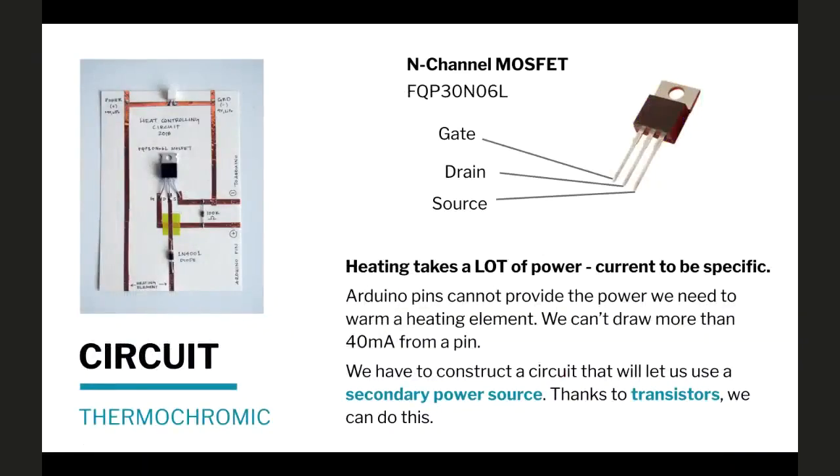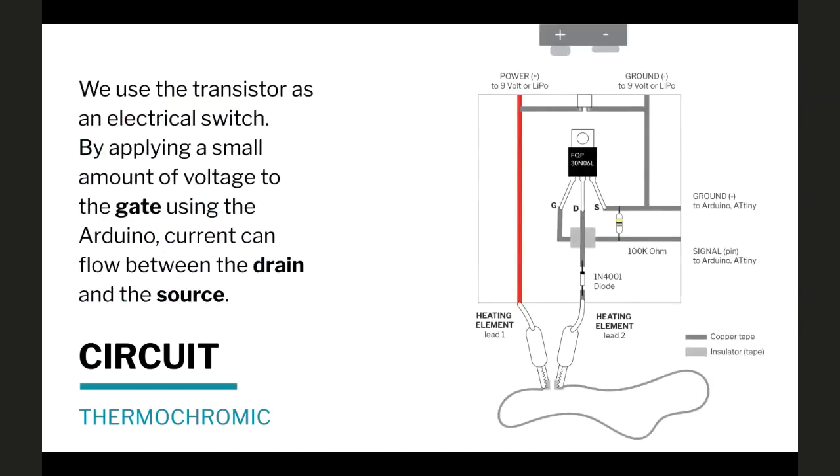So we need to have a secondary power source. We're going to use a transistor that's an N-channel MOSFET, and I like to use this one, the FQP30N06L MOSFET. We are going to use this transistor as a switch. The way that this particular one works is that when we apply a small amount of voltage to the gate, which is the G pin over to the left, then the current can flow between the drain and the source.